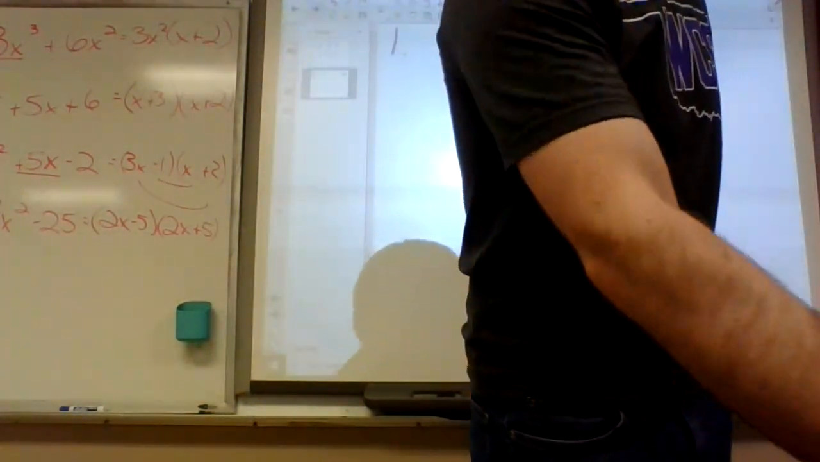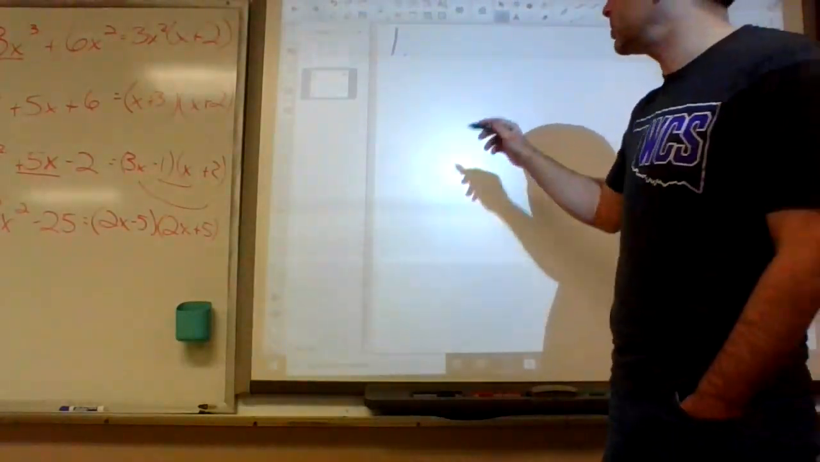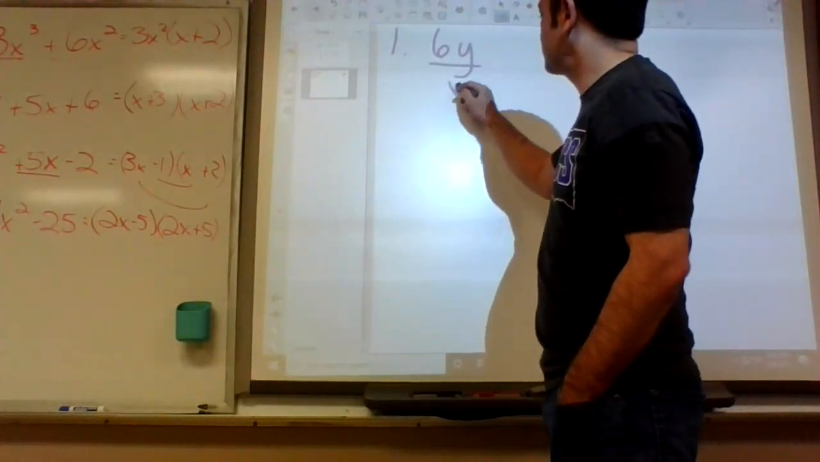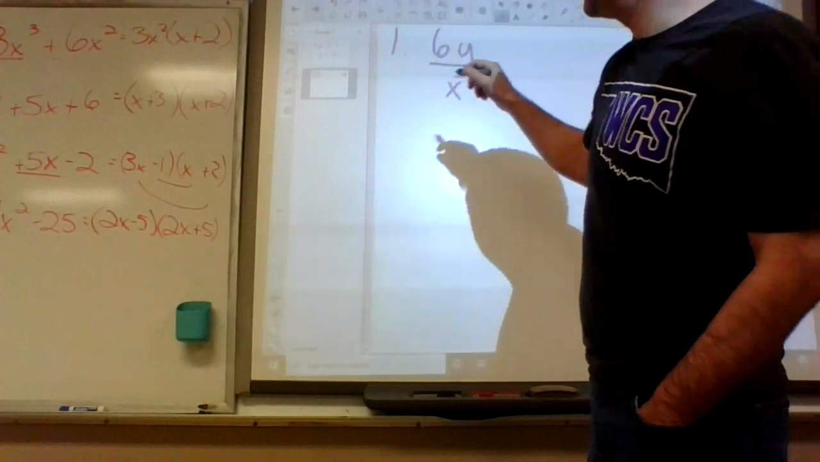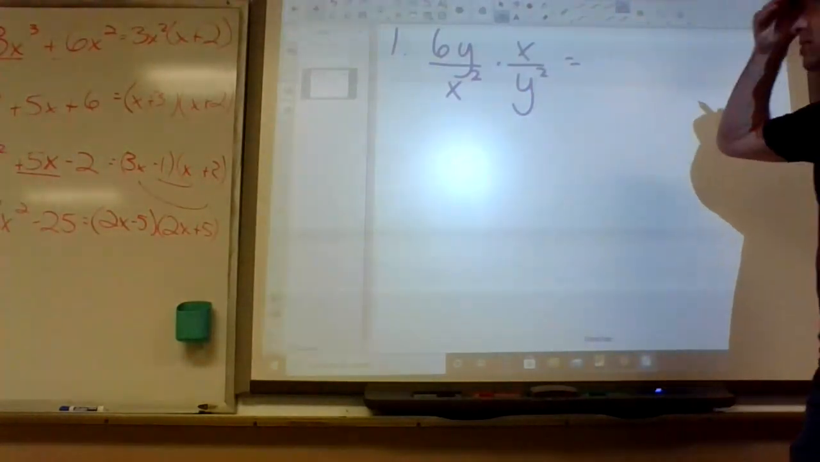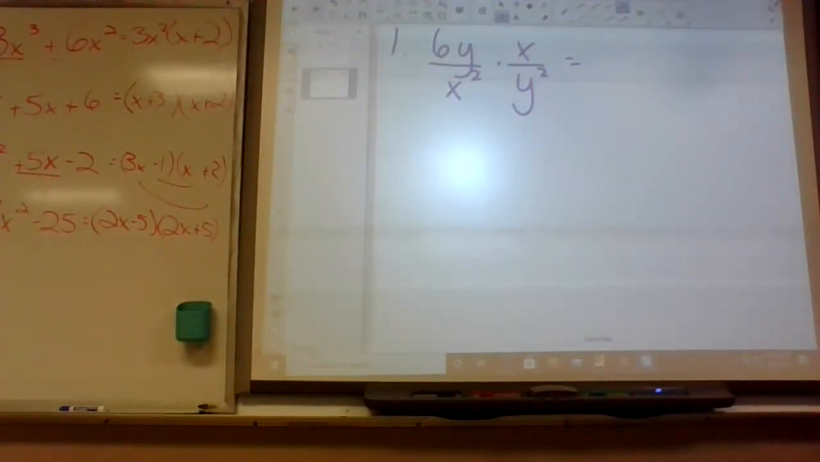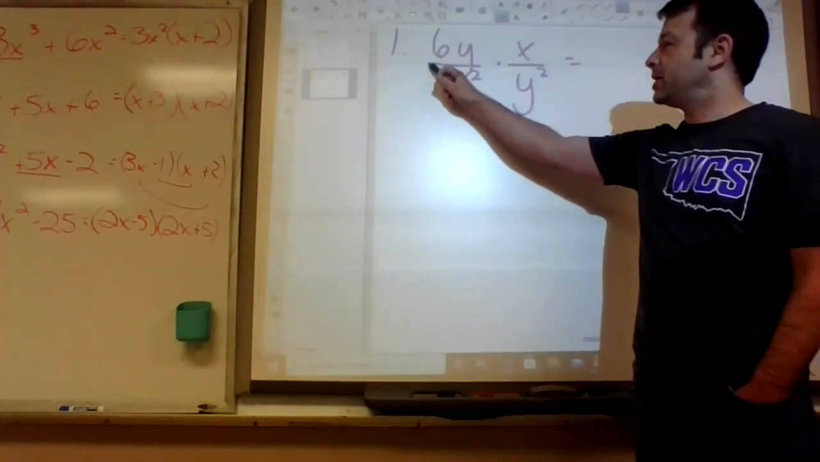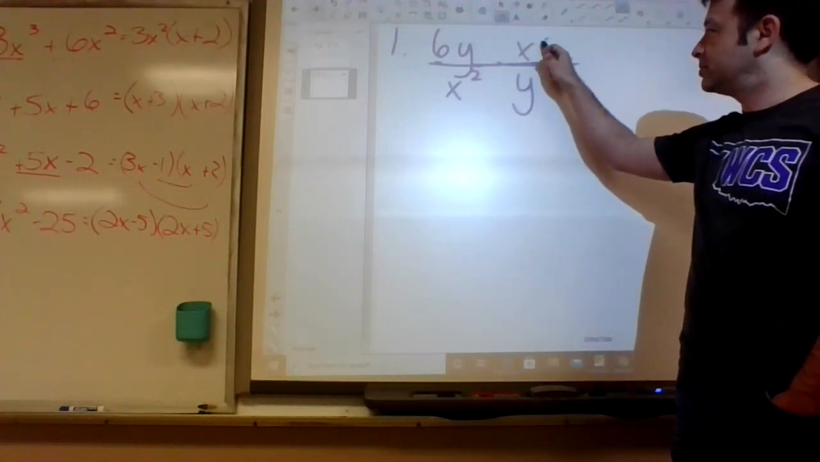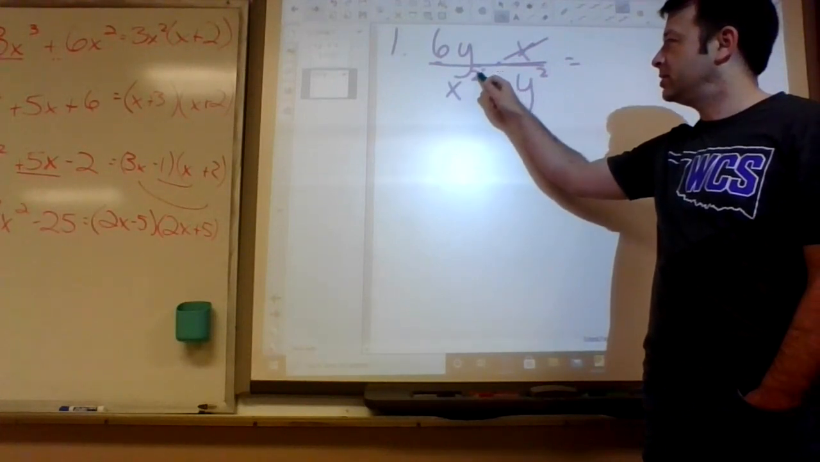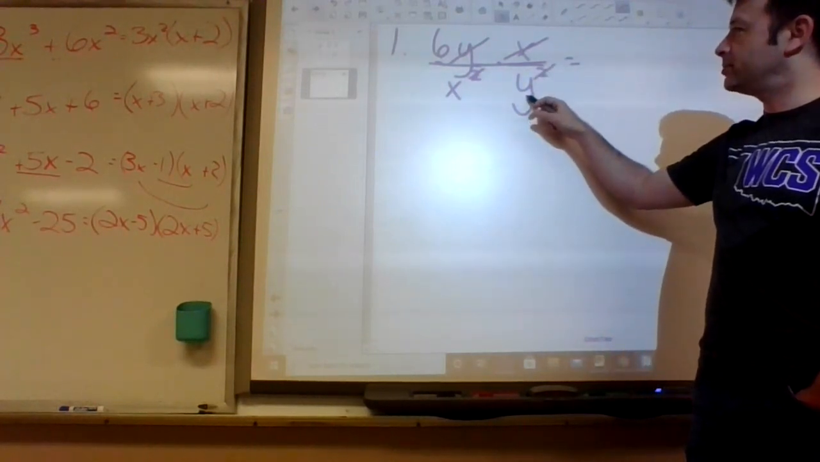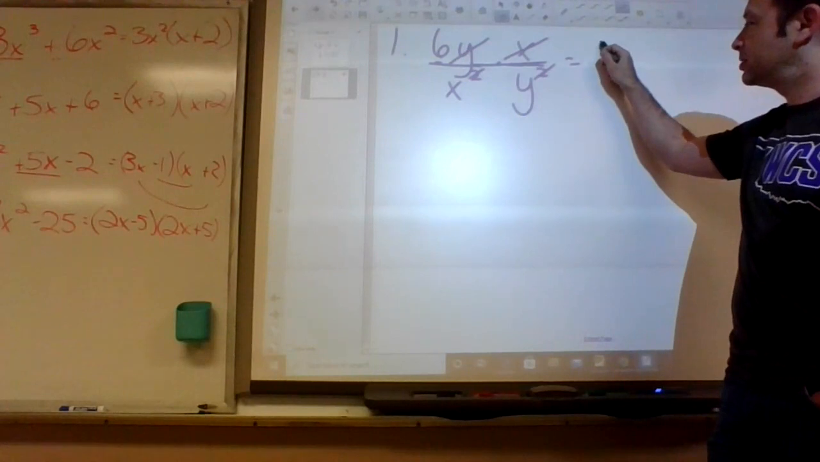So number 1, 6y over x squared times x over y, minus x over r times x over y squared. Alright, what do you guys think? Okay, so just like yesterday, you can treat it like one big fraction. It's all multiplied together on top, all multiplied together on bottom. So x and x squared cancel out, that'll leave one x on the bottom. Y and y squared cancel out, that'll leave one y on the bottom. So it's just 6 over xy. Okay.